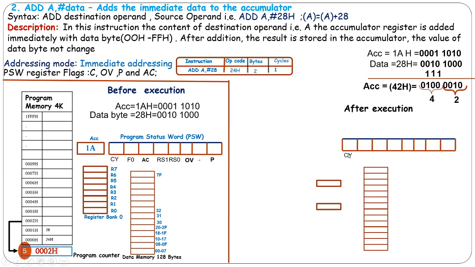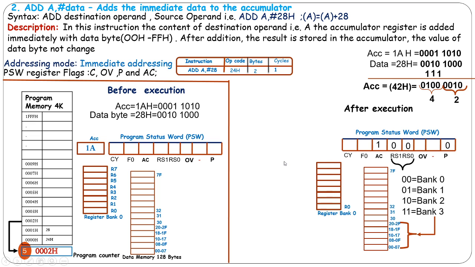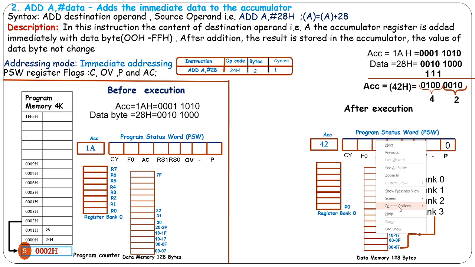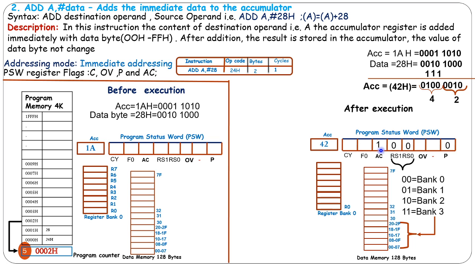Now after execution, what is the status of the PSW register? The accumulator content is 42H. Here a carry is generated from the D3 bit. This carry will set the auxiliary carry flag. And the parity will be what? Even parity, so the parity flag will be 0, and the other flags remain as they are. So this is the ADD A, #data instruction.